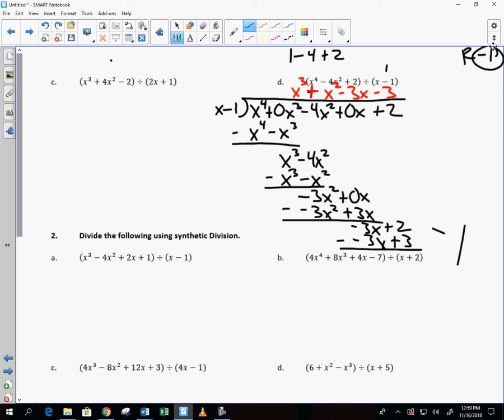Is that our remainder? How do we write our answer? X cubed plus x squared minus 3x minus 3. And then you write the remainder over the divisor. Remainder over divisor. That's how you write it if you get a remainder.